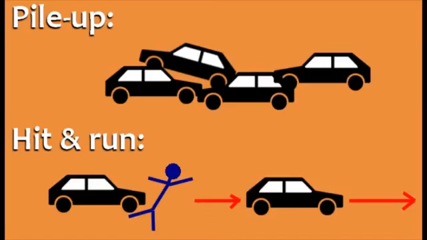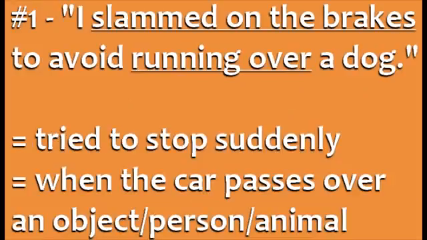Now we'll look at 4 descriptions of accidents and learn the verbs used for talking about them. Number 1. I slammed on the brakes to avoid running over a dog. To slam on the brakes means to try to stop the car very suddenly, often in an emergency. In this case, the driver wanted to avoid running over a dog. The phrasal verb run over is used when a car passes over an object, animal, or person.